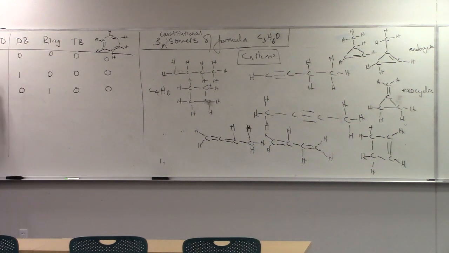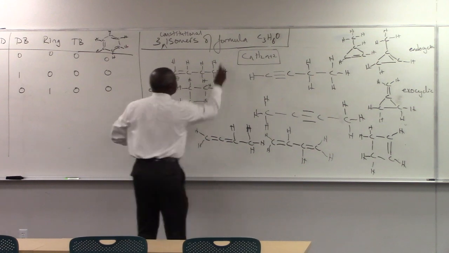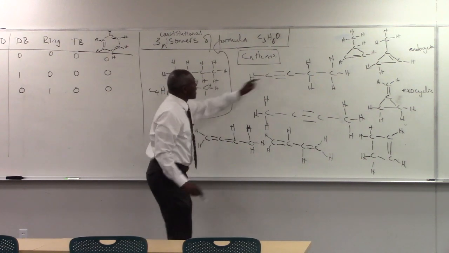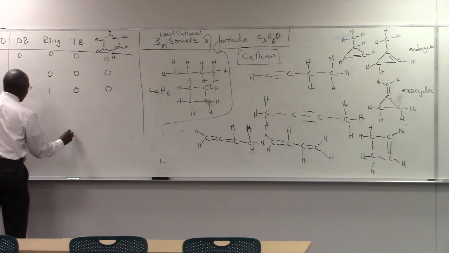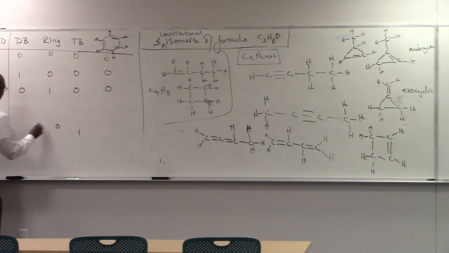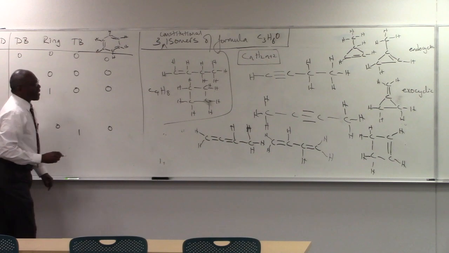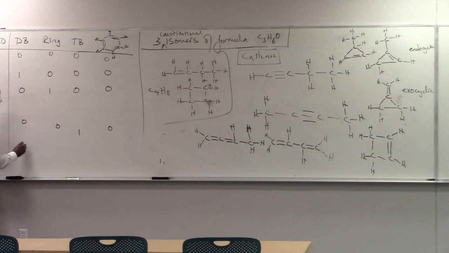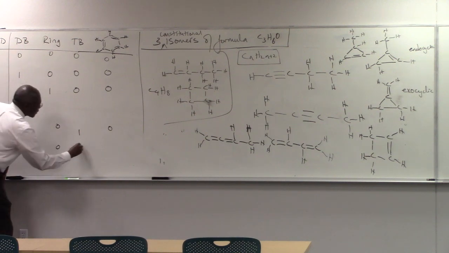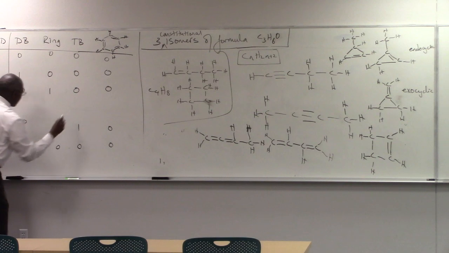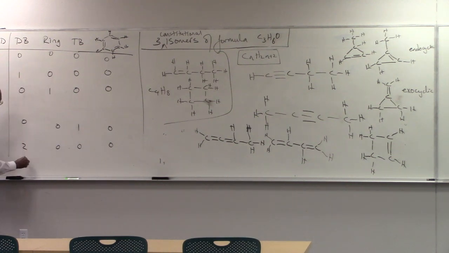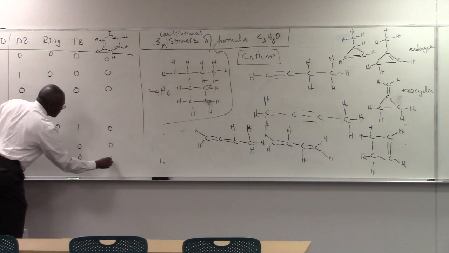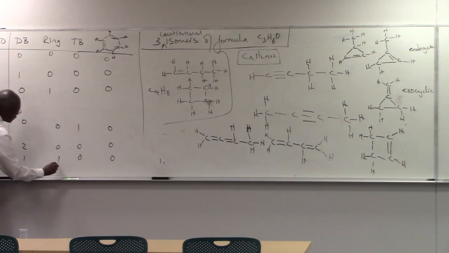What if I had 2 HDIs? What can I have? Well, we saw it here. I could have a triple bond, but then I'm not allowed anything else. I could have 2 double bonds, but if I do, I'm not allowed anything else. I could have 1 double bond and 1 ring, or I could have 2 rings.